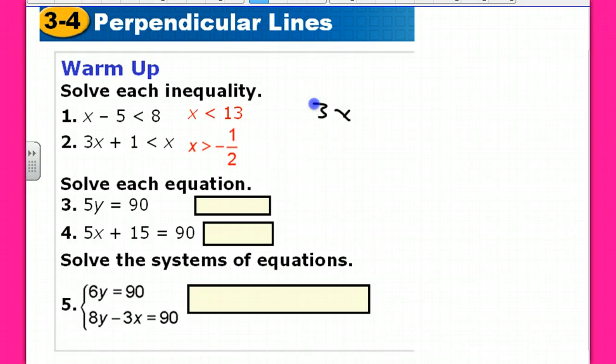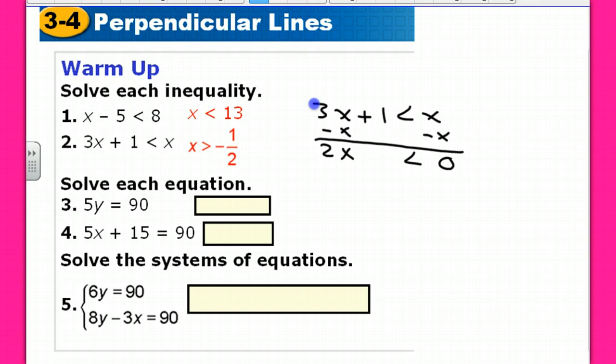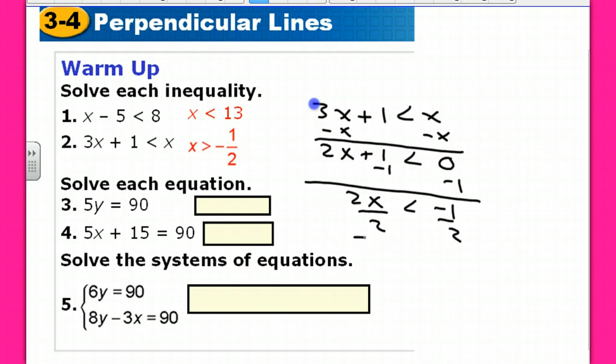Okay, so 3x plus 1 is, they say, less than x. So if we subtract an x from each side, that does not reverse the sign. 2x plus 1 is less than 1. Subtract 1 from each side, that does not reverse the sign, right? Divide by 2, that does not reverse the sign. X is less than negative 1/2. The sign is wrong, and we see this sometimes in this book. So there you go. It should be x is less than negative 1/2.